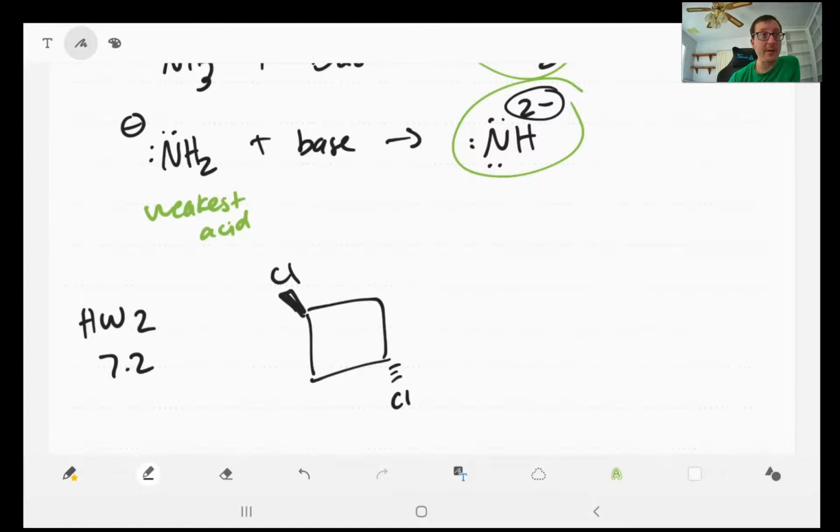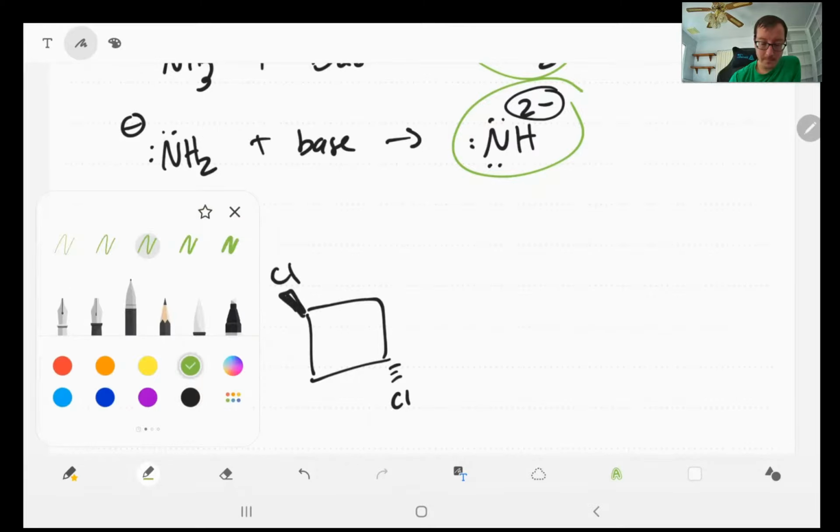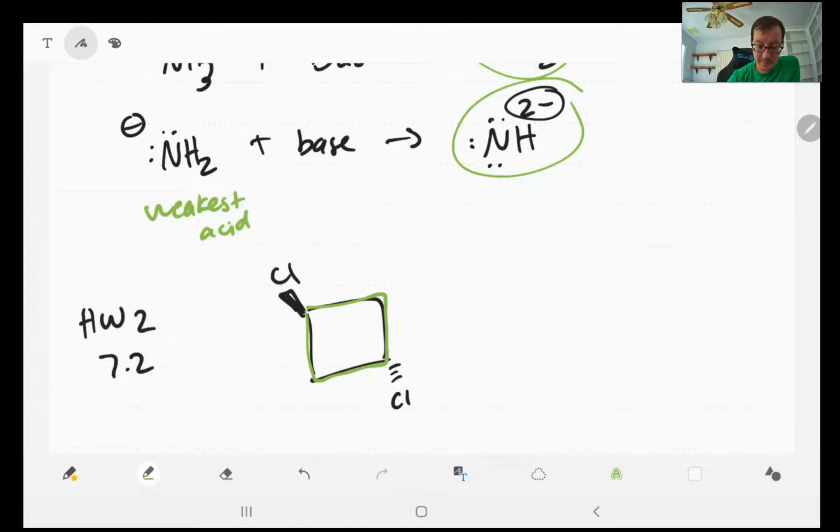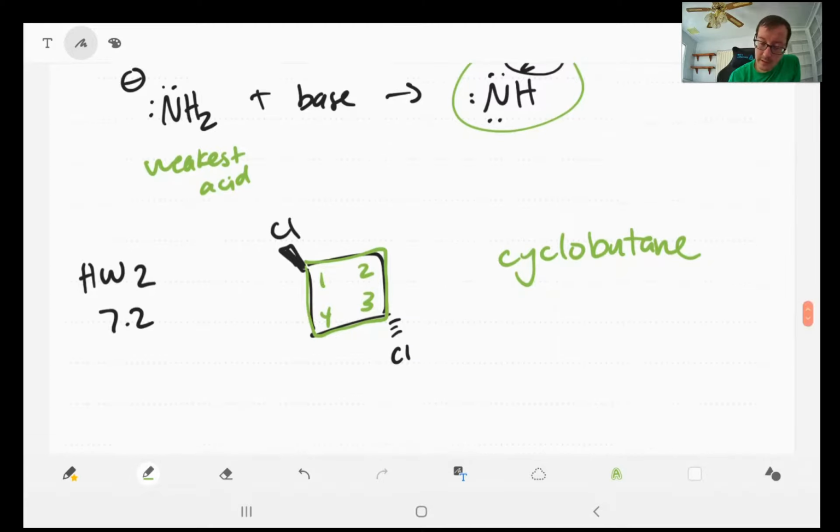what we want to do is first identify the parent chain. Our parent here is going to be this 4-membered ring in green, which we call cyclobutane, right? 4-membered ring is cyclobutane, that's our carbon parent here. And then we know that we could start numbering at either of these. We're going to end up with 1 and 3 anyway. So on carbon 1, I have a chloro. On carbon 3, I have a chloro.